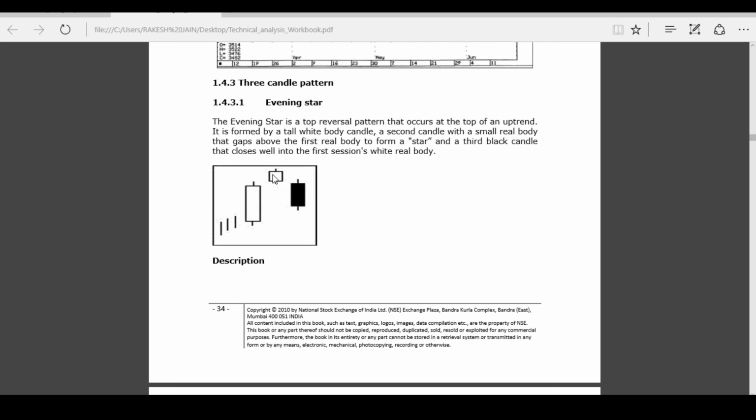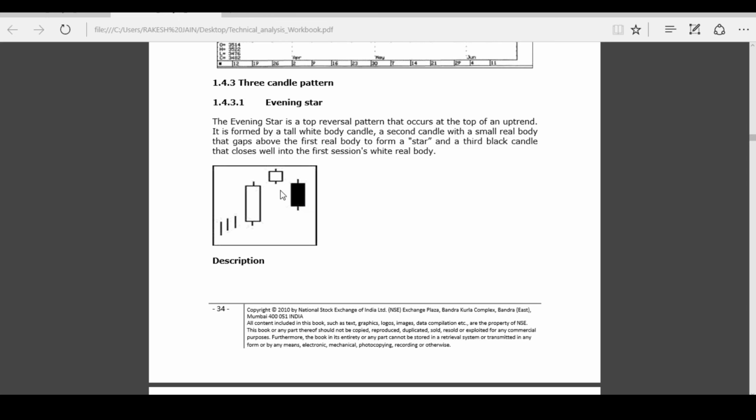The first one is a normal white candle after an uptrend. So the uptrend is going on, making new highs. Again, a white candle showing the sign of bulls being strong. No problems here. The second day is a small real body. Small real body means the open and the close are in a small zone, and the tails are also not very big.